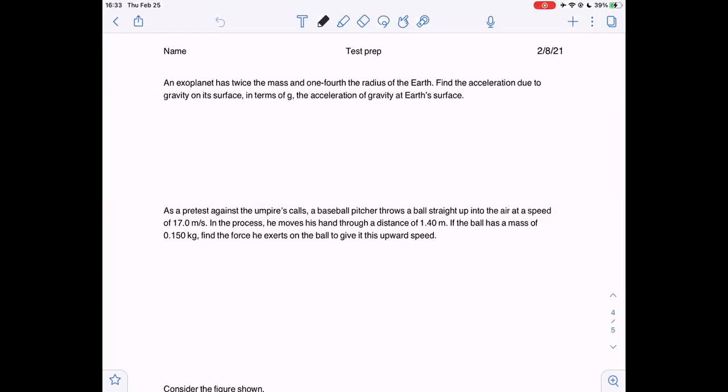So an exoplanet has twice the mass and 1/4 of the radius of the Earth. Find the acceleration due to gravity on its surface in terms of g, the acceleration of gravity on Earth's surface. So this is us getting into forces. They're complicated and I don't really like them, but they're a vital part of physics. So let's figure these out. So y'all know the equation we're going to use for this.